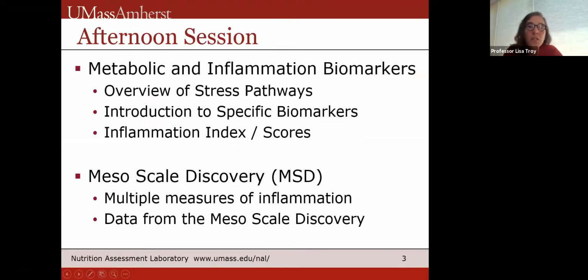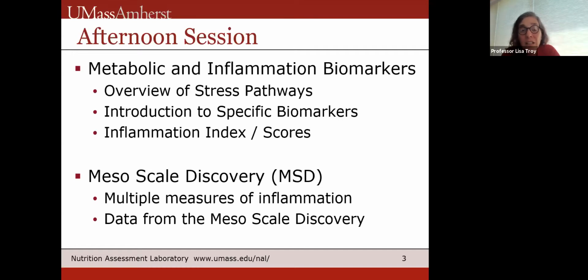Okay, so this is how this session will run. I'll talk mostly about inflammation biomarkers, an overview of the stress pathways, an introduction to some specific biomarkers. I'm going to talk about the 3 main ones that we see over and over again, but any biomarker that you're going to look at, these are things that you want to take into consideration. So as you go through these biomarkers, they're examples, but they're questions that you want to ask yourself as you select the biomarkers you want to use.